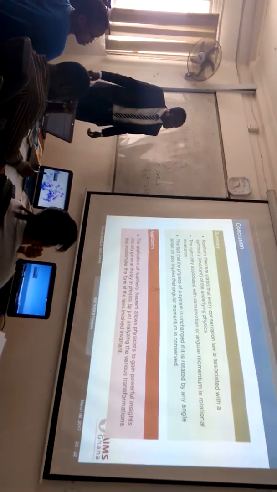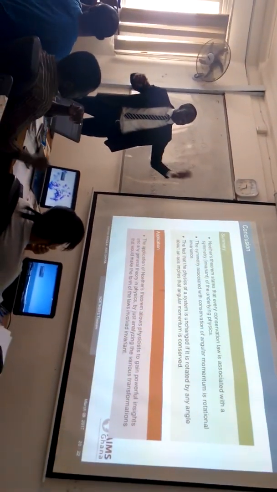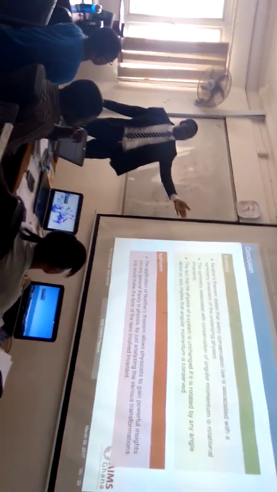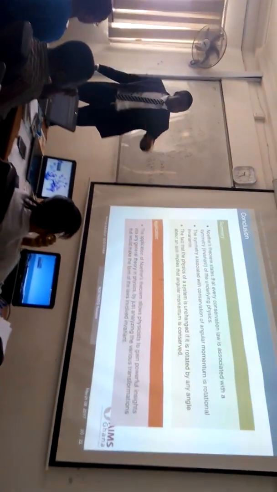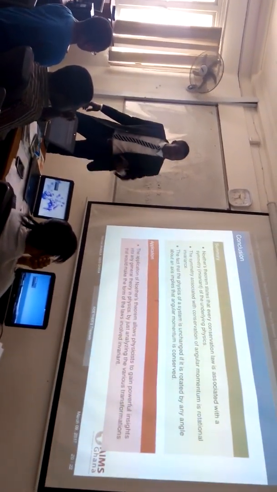So in conclusion, Noether's theorem states that every conservation law is associated with a symmetry. The symmetry associated with the conservation law of angular momentum is rotational invariance. The fact that the physics of a system is unchanged if it is rotated by an angle about an axis implies that the angular momentum is conserved.